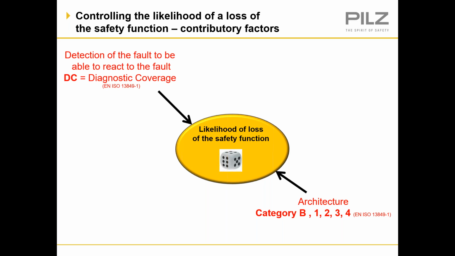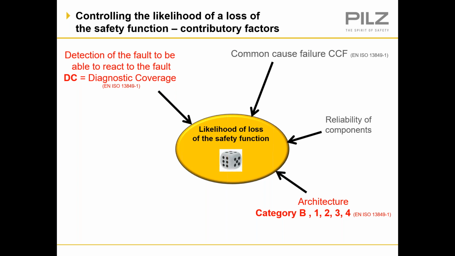And diagnostics coverage comes from functional safety standards, of which there's many. However, for machine safety, we use 13849. We have the reliability of the components used. We have common cause failure, CCF. So failures of different items resulting from a single event, where these failures are not consequences of each other.